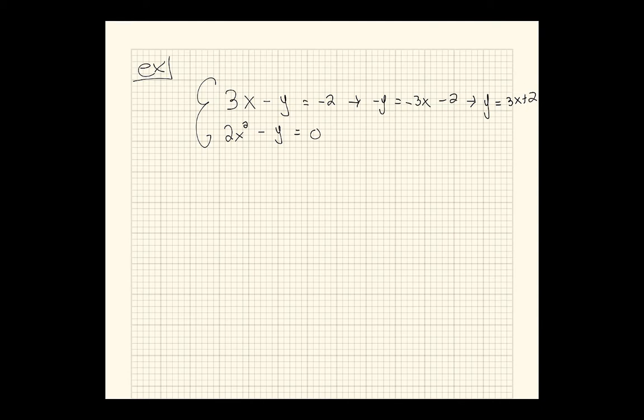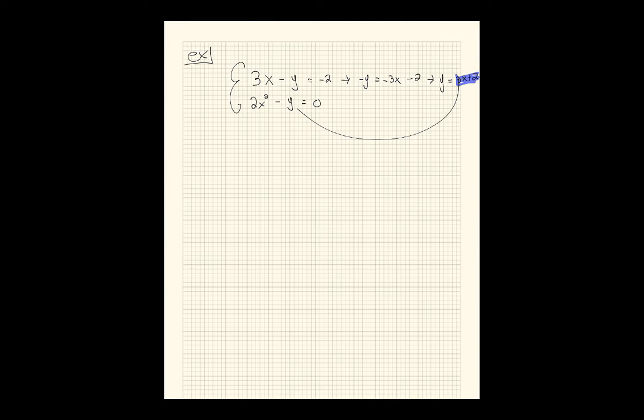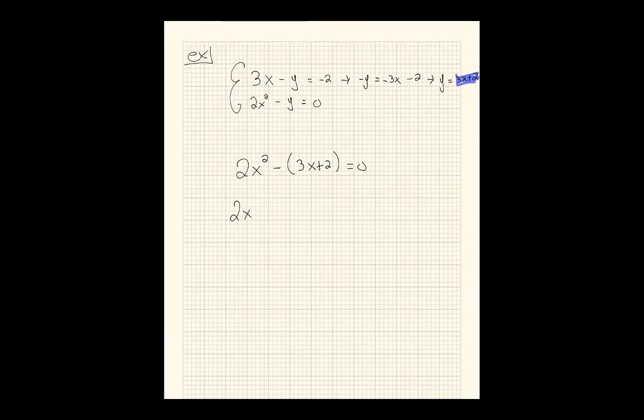Now, take this, and we're going to substitute it in for y there. So I have 2x squared minus y, which is 3x plus 2, equals 0. This is a 2x squared. So 2x squared minus 3x minus 2 equals 0.